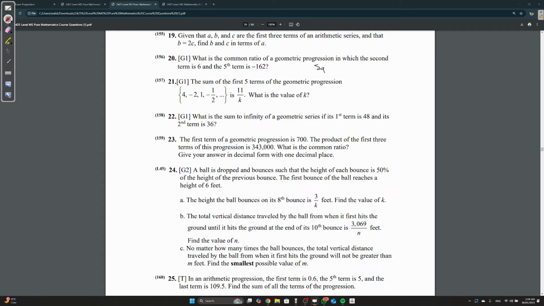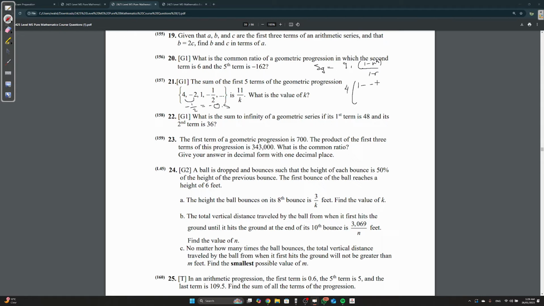So the sum of a geometric progression is equal to g1 times 1 minus r to the power of n over 1 minus r. Okay, so g1 is 4, times 1 minus r. What's r? Let's see. Negative 2 divided by 4 is negative 1 over 2. So the ratio is negative 1 over 2, which is just negative 0.5.